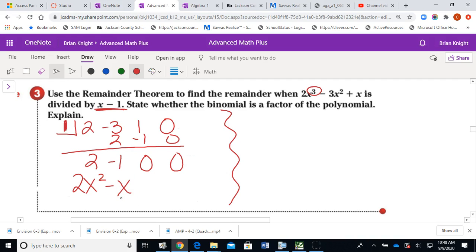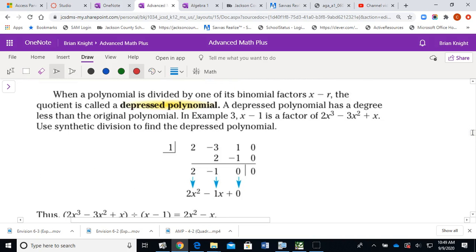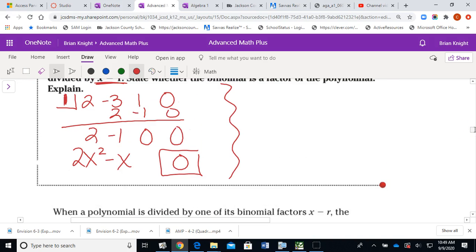No. Now, notice, it didn't tell me to divide it, okay? So that's my answer, but that's not what it's asking, okay? I really didn't have to put the answer. It's asking, find the remainder. Well, what was my remainder? 0. My remainder was 0, so that's my answer. Then it says, state whether the binomial is a factor of the polynomial. Is it? Yes, because we got what for a remainder? 0. So you just put 0, and yes, it is a factor.